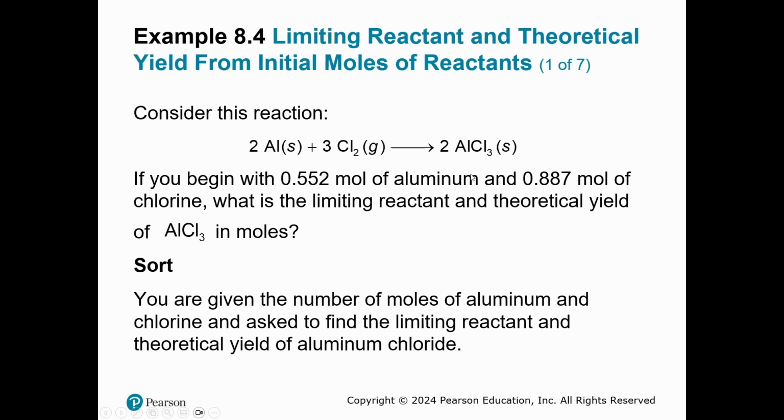So you can't make more aluminum chloride. So the limiting reactant, or the one that there's the least stoichiometric amount of, is the one that determines how much product you're going to make.